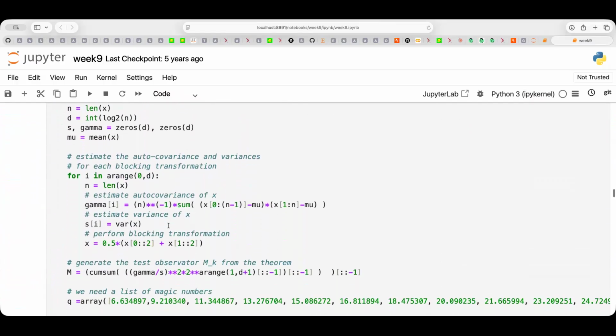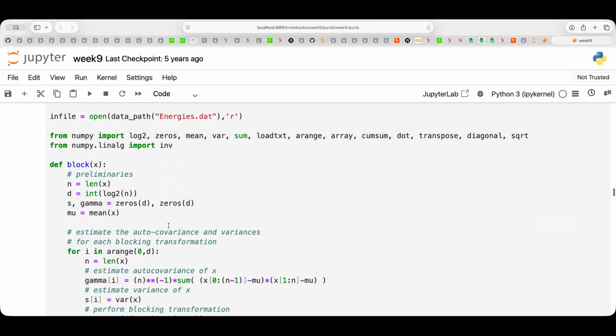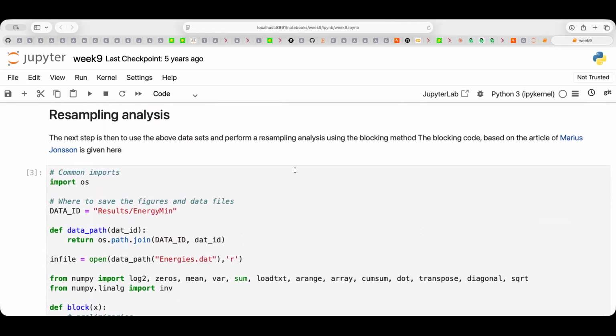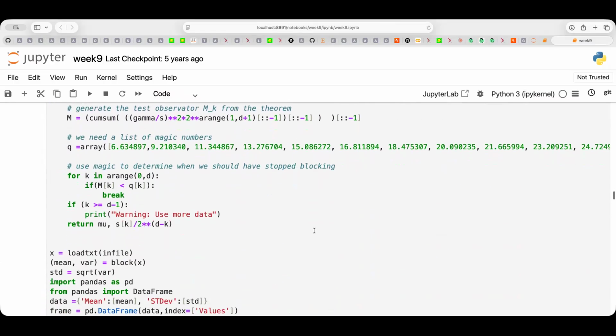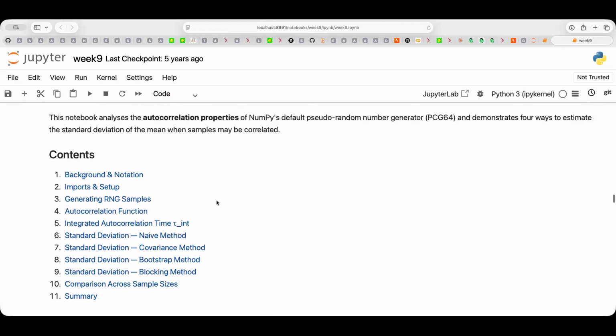And here you can use the function which was developed by Marius. I think you can have a link to look at the article which he wrote based on his frustration with the derivations of Friedberg's method. And this is the code which he provides for an efficient calculation.